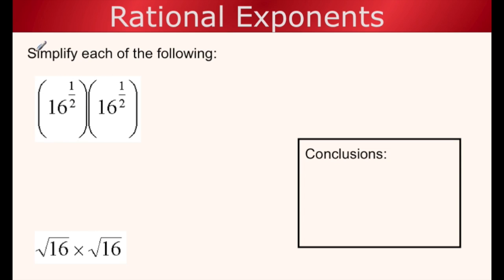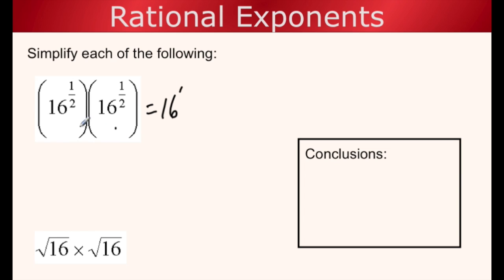So let's look at this. We're going to simplify this expression here. And notice each of these has a rational exponent. It has an exponent of a half. So if I simplify this using some of our known rules already, the bases are the same, and I'm multiplying those two powers so I can add those exponents. So when I do add the exponents, I get an exponent of 1, which is just 16.